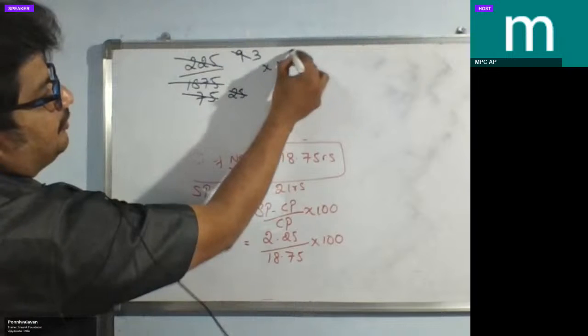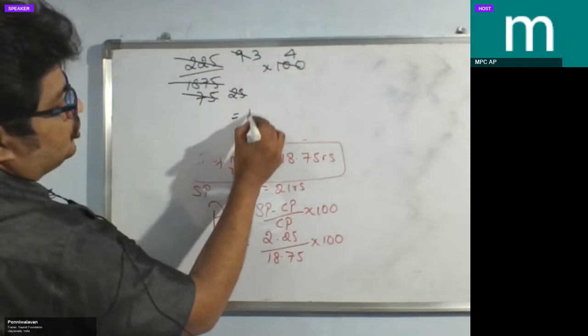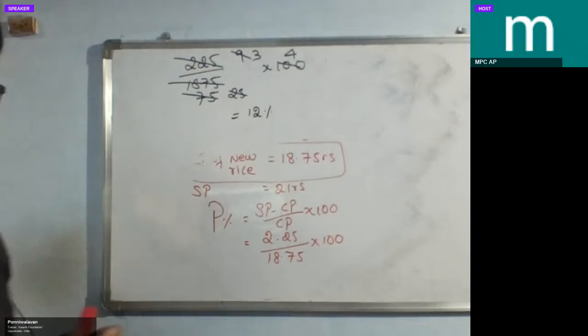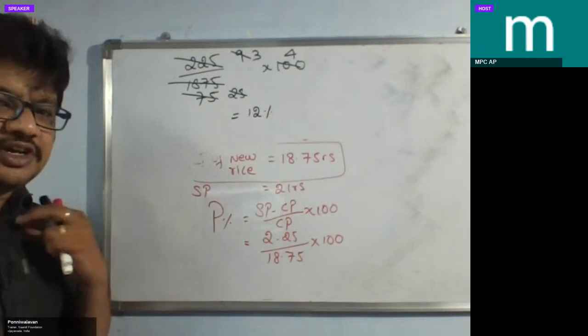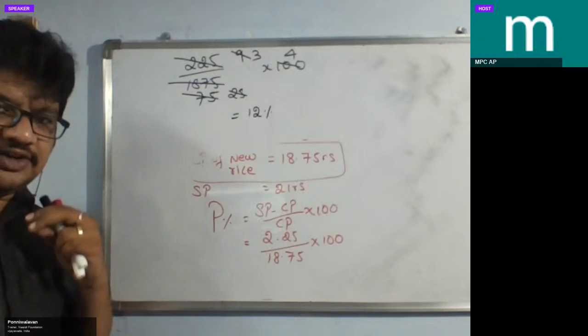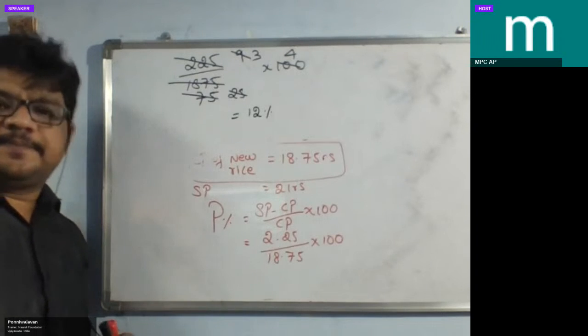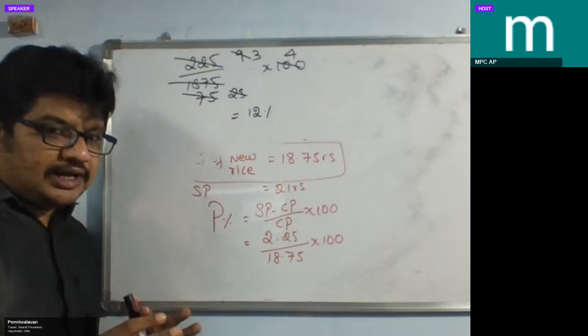If you divide by 4, 3 fours are 12 percentage. So what is the profit percentage? 12 percentage. Are you clear?